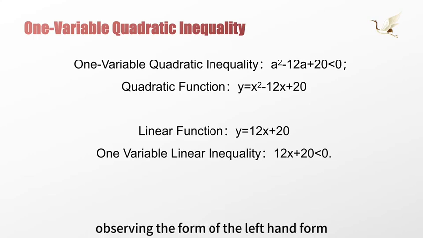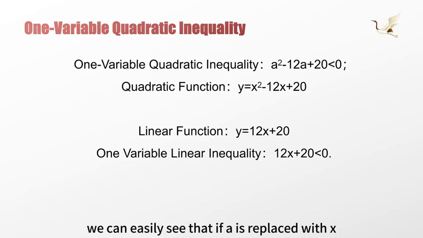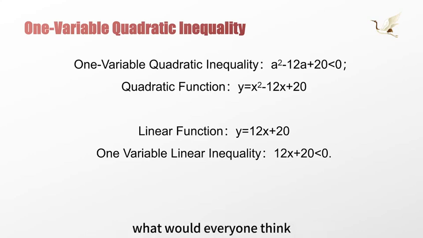Observing the form of the left-hand side, we can easily see that if a is replaced with x, what would everyone think? Yes, the quadratic function y equals x squared minus 12x plus 20. Is there any connection between these two? If you still can't figure it out, why not switch to a linear function and a linear inequality? Have you been inspired by this?